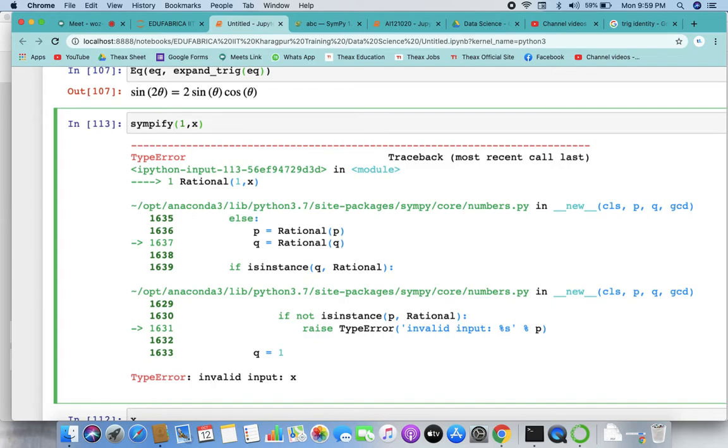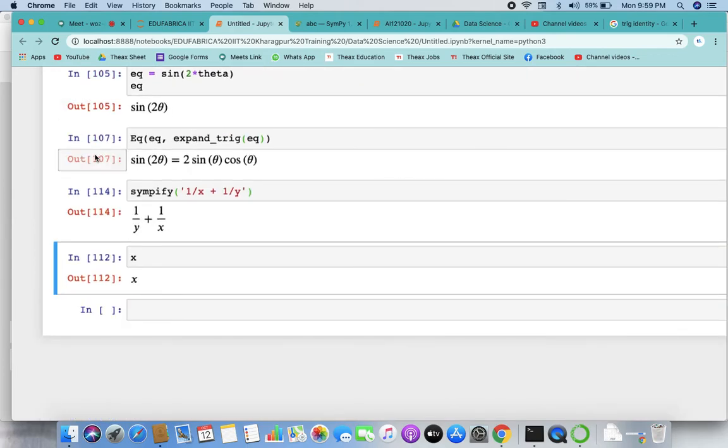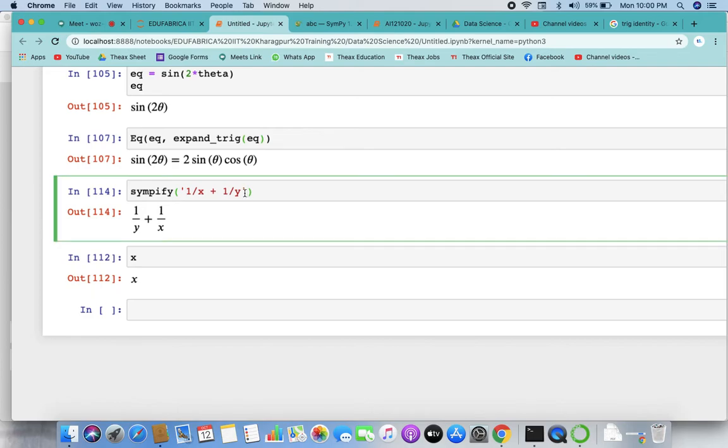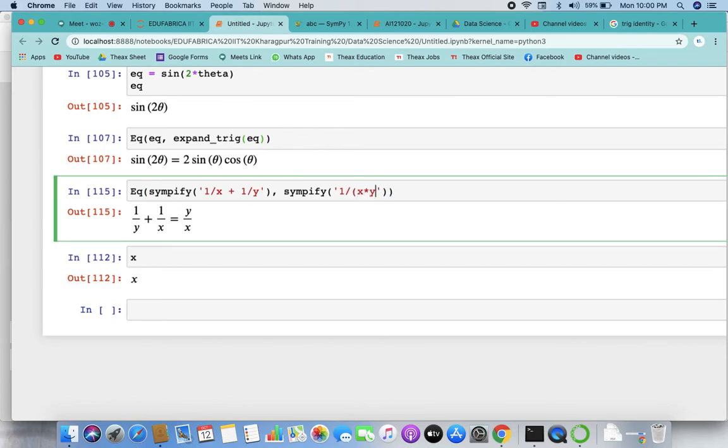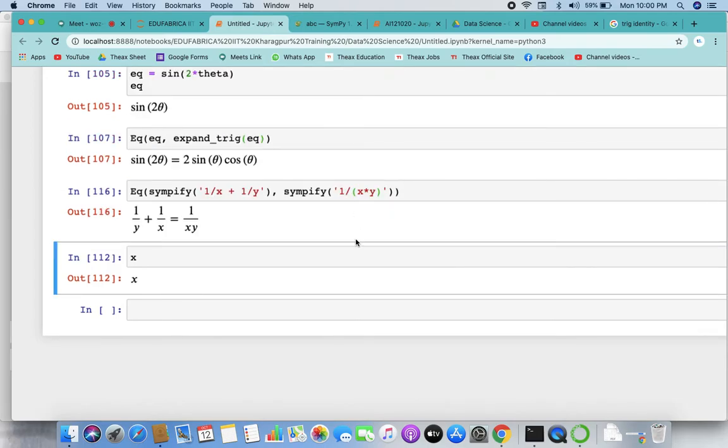Okay. Simplify of 1 by x plus 1 by y. Yeah, rational is not working, no problem. Let's have it from this side. So simplify of this is equal to simplify of 1 by x, 1 by y. And that is a complete equation. Yeah, done.